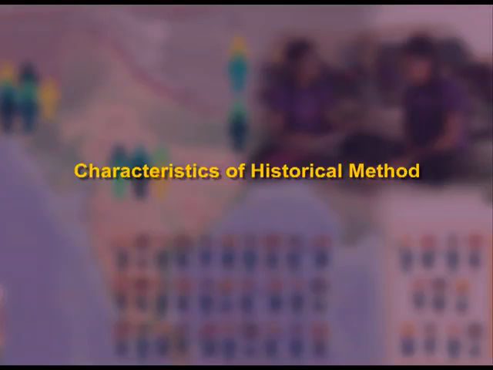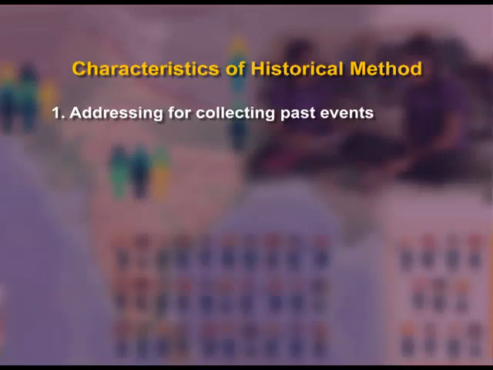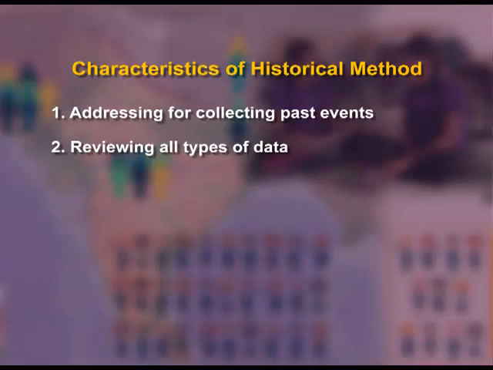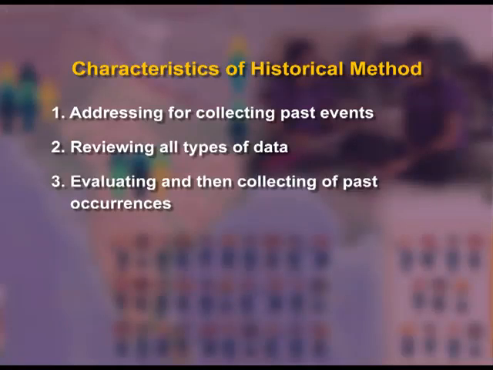Characteristics of historical method. First, addressing for collecting past events. After deciding a study topic, historical method is used to collect events of the past. Second, reviewing all types of data. The historical method is very helpful to review primary and secondary data. Third, evaluating and then collecting the past occurrences. This method comprises systematic collection and objective evaluation of data related to the past occurrences.